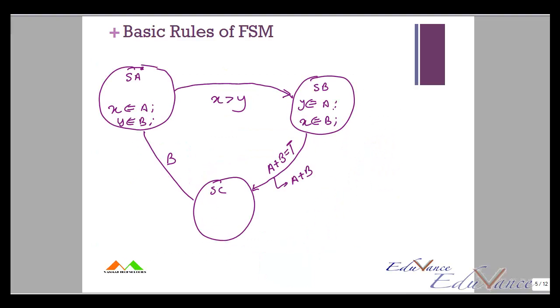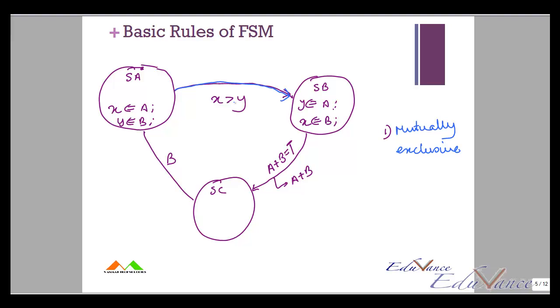The first rule of FSM states that the state transitions, that are these transitions, must be mutually exclusive. Now what do I mean by mutually exclusive? Let me take an example which is right here.